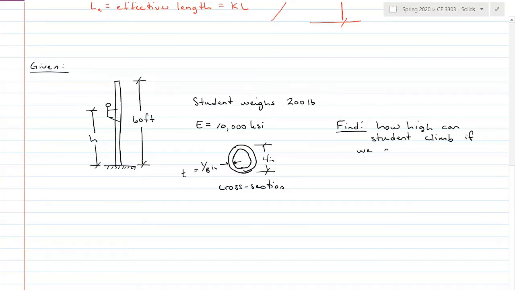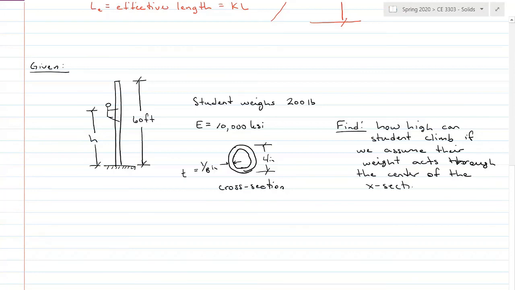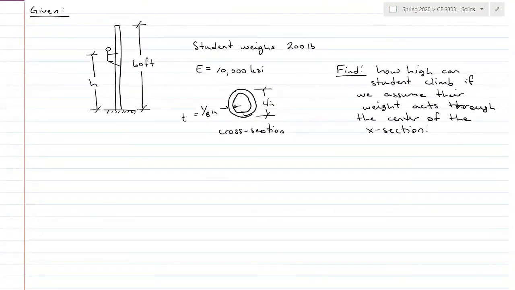If we assume their weight acts through the center of the cross section. Okay, so making a little bit of an assumption there so that we can stick with our P critical equation. All right, P critical is equal to pi squared EI over effective length squared. So see, we've changed this now to effective length instead of just length because this is not a pin column.